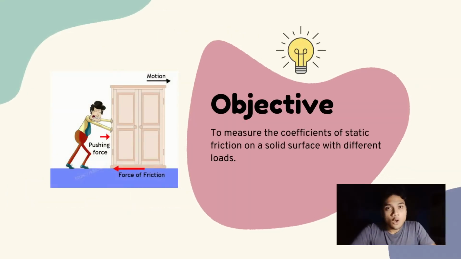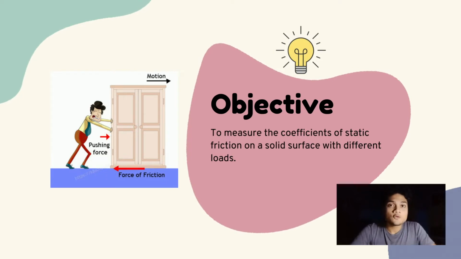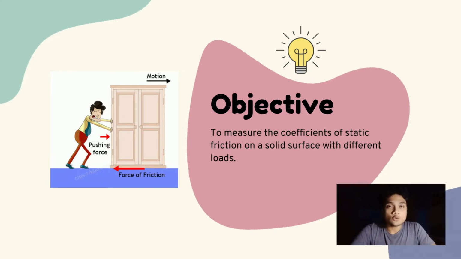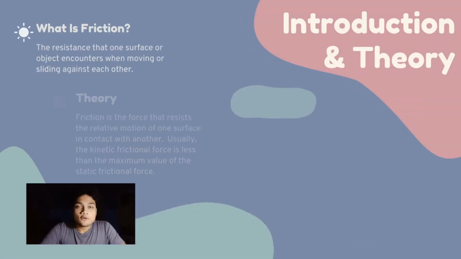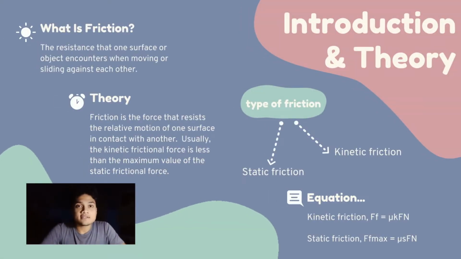Hi everyone. We are going to present one experiment under the topic friction. This experiment is basically to determine or measure the coefficient of friction on a solid surface with different loads. Friction is a force that resists the relative motion of solid surfaces sliding against each other. These are the two main types of friction, static friction and kinetic friction.